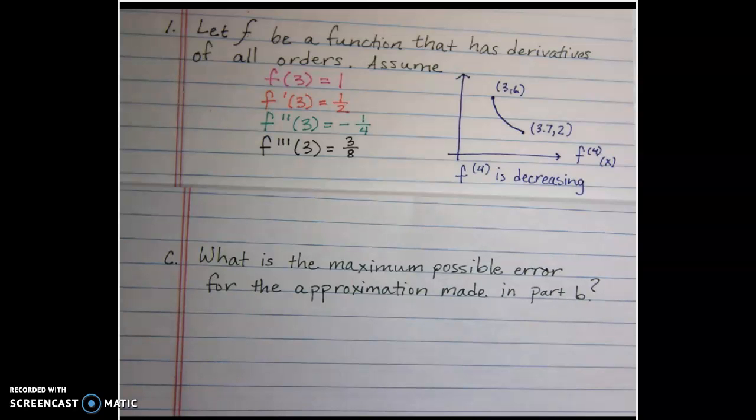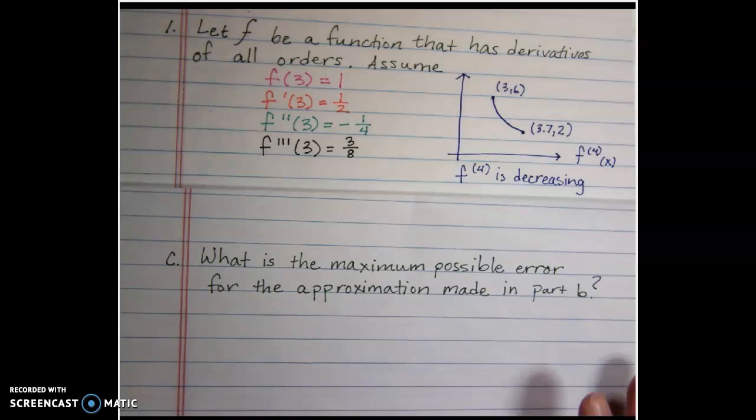Here's part C. This is actually the only part that's Lagrange error. D is actually about understanding what Lagrange error does for you, but C is getting at how you calculate the Lagrange error. So we're trying to find the maximum possible error. That's the keywords: maximum possible error. That's going to be the Lagrange error for the approximation we made in part B.